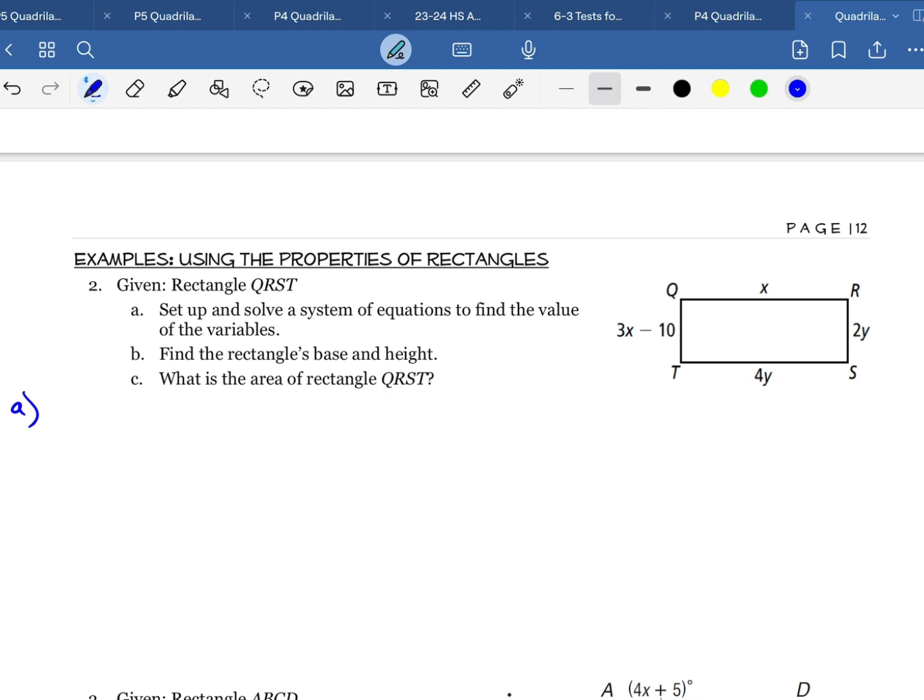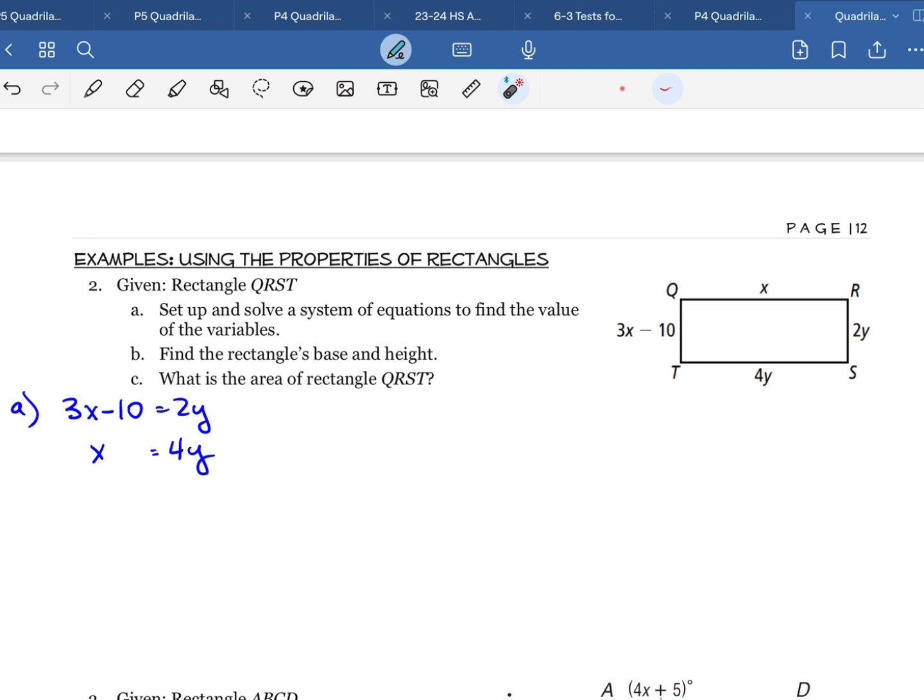So I know that, based on the properties of a rectangle, these are congruent and these are congruent. So I'm going to set those equal to each other. So we have here 3x minus 10 is equal to 2y. And x equals 4y. And then just like we did before, this one looks like a great example of substituting. So instead of this guy, we're going to plug this in for that.